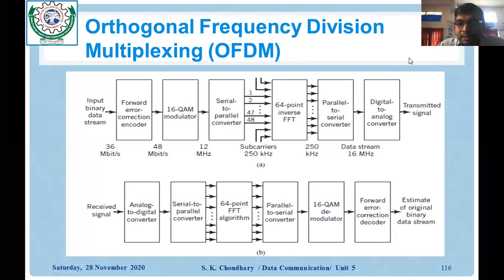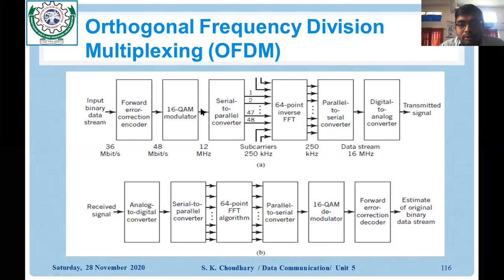So this is the structure that I have taken from the Simon Haykin book. Also, some similar kind of structure is given in the Taub and Schilling book also. That is a little bit simpler. But you can see here the input data bit stream is given, using a technique of forward error correction encoder that we have learned in unit number 3. Then it is passed through the 16 QAM modulator. Then the output signal, having 12 megahertz, is given to the serial to parallel converter.